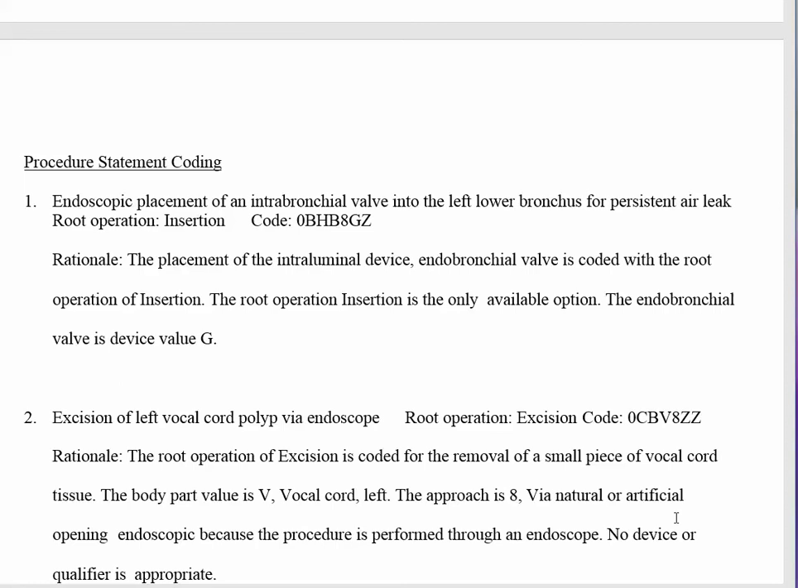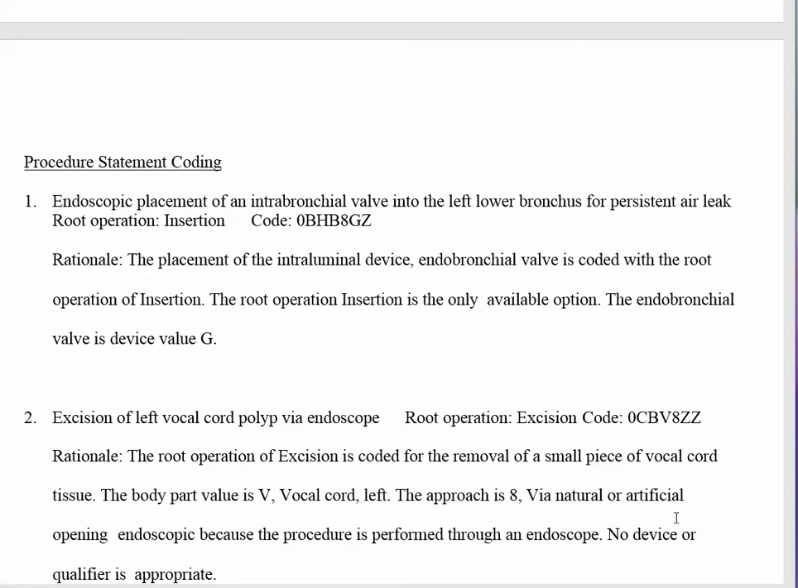So we know where this is being done. We know it's the left lower bronchus. We know that they're putting in an intrabronchial valve. The reason they're putting it in is because the patient has an air leak. So we know anatomically that air outside of your lungs or air outside of your bronchus going into your chest cavity is not a good thing. We want the air in our lungs, not necessarily outside of our lungs, inside of our body, but inside our chest cavity, but still not in the right place.